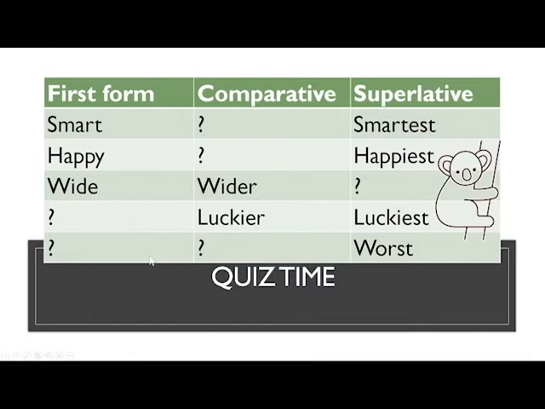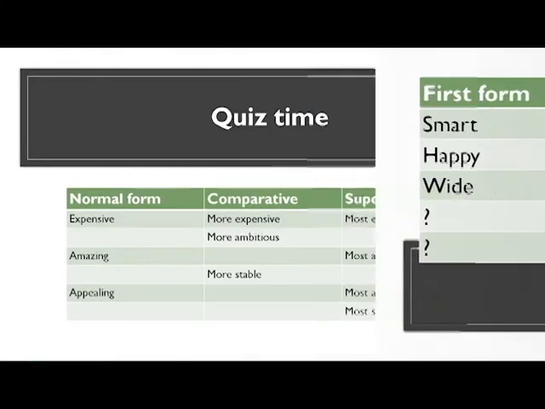This is an example of one of the irregular adjectives in English that does not follow any rules. You have to memorize them, you have to learn them by heart, as they do not follow any rules. And there are many of them which you will need to memorize. But let's have some more examples.